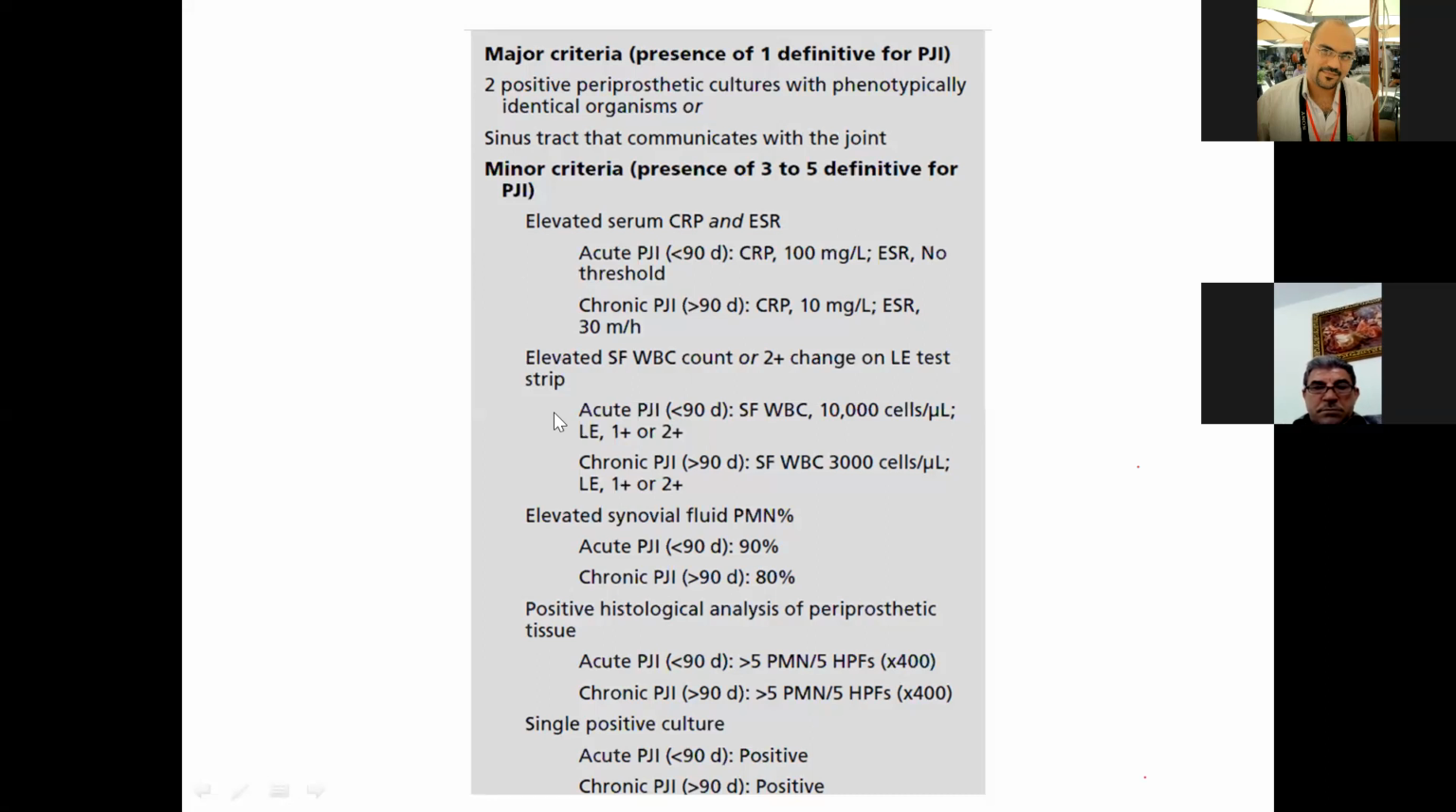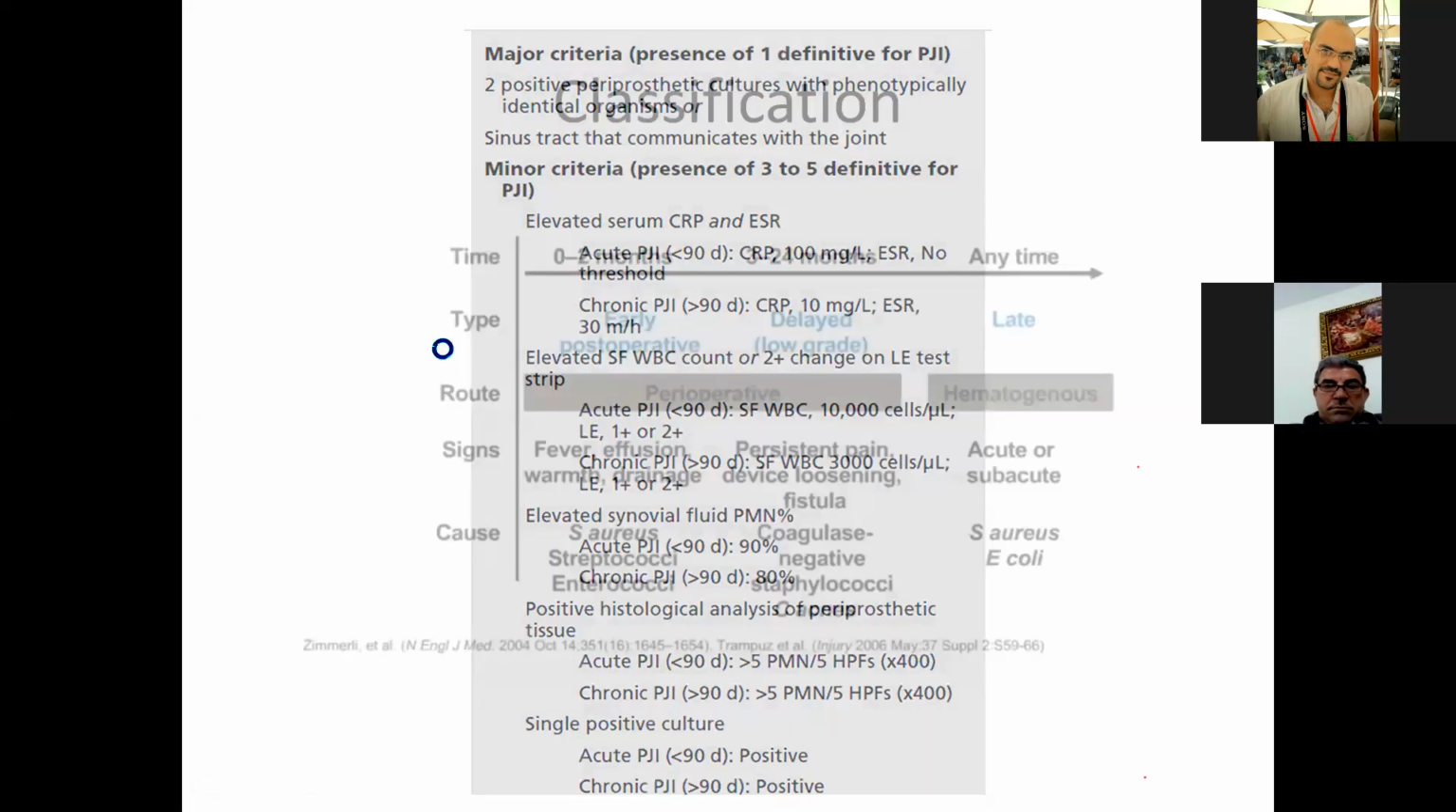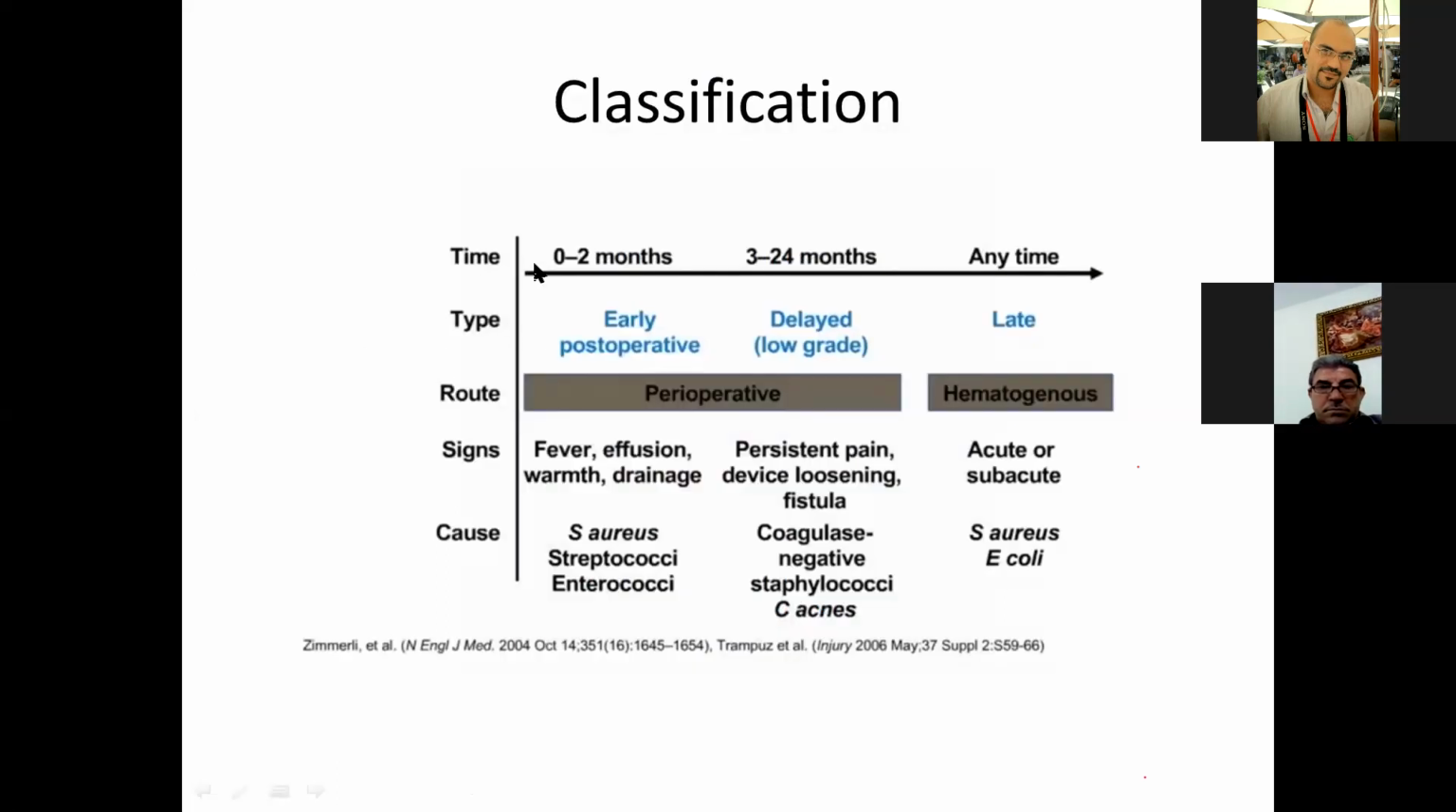So anyhow, we will see how to deal with each. Any of these classification systems, as we said, is time dependent, from 2 months up to 1 year and any time. And the perioperative, whether it is early, post-operative, or delayed, depends on the signs and the causative microorganism. However, the late type here, you can see the hematogenous infection, which is mostly caused by Staph aureus, as an acute or subacute. So any of these classifications you can use and apply the major and minor criteria.